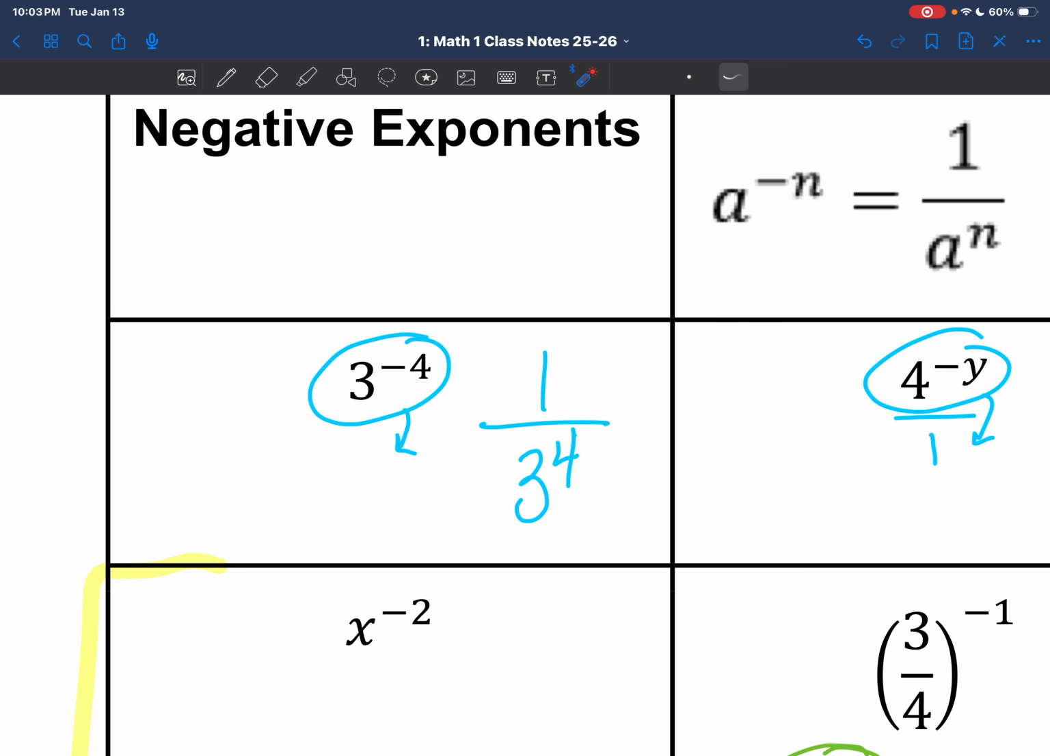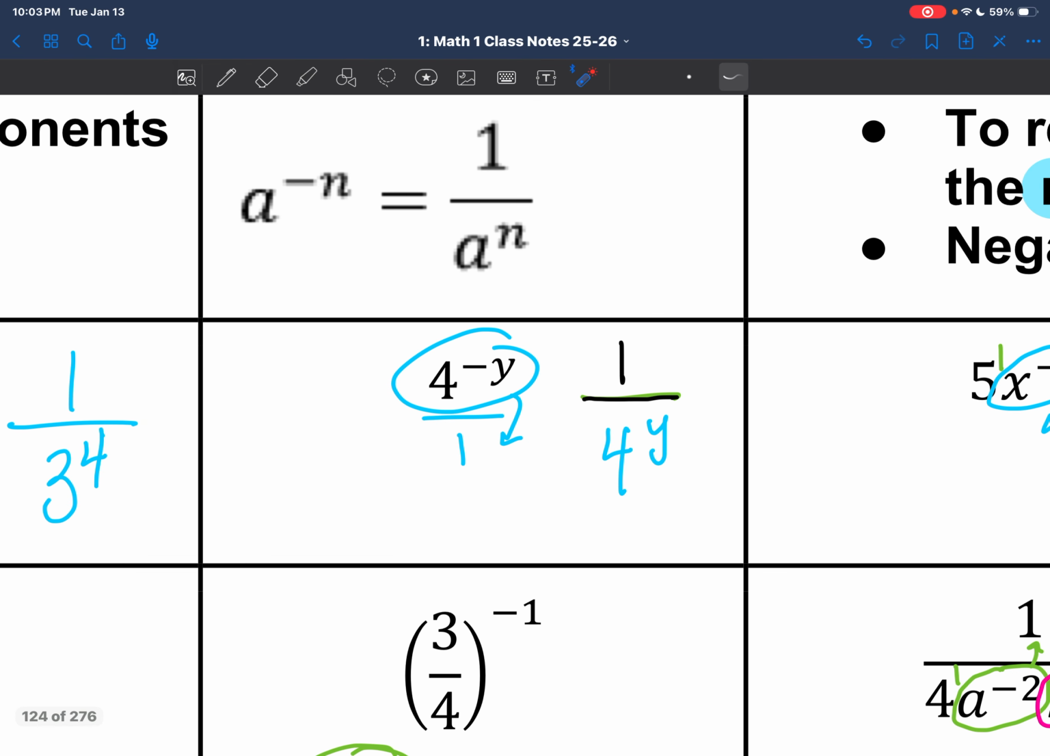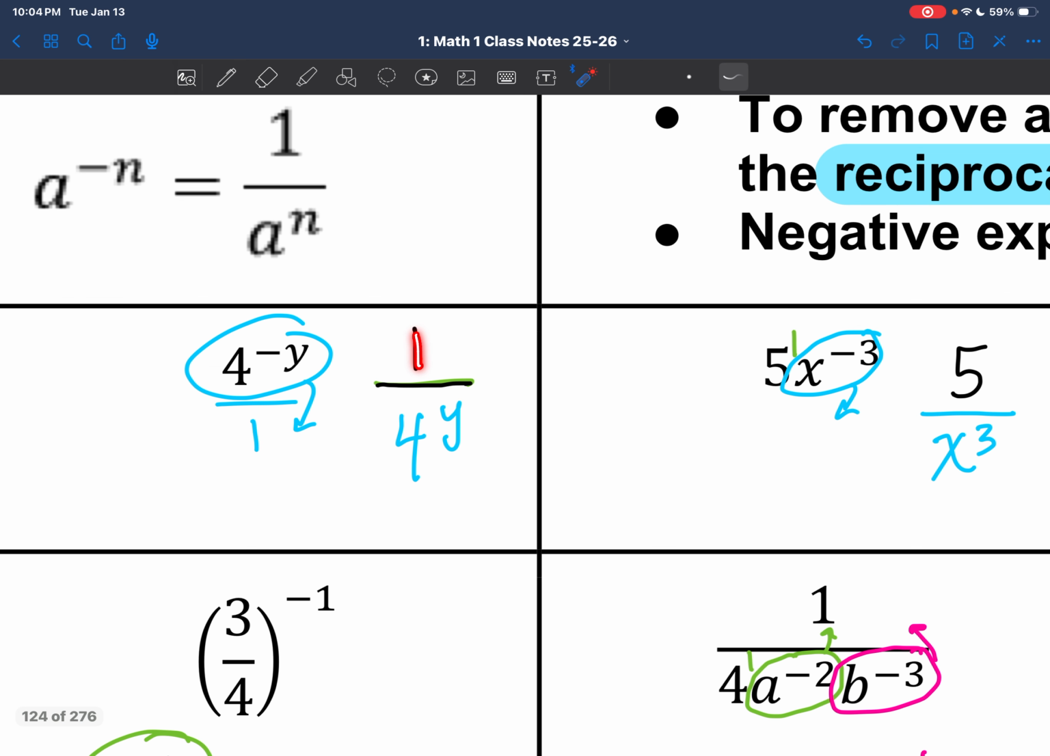So let's look here. Imagine this is over 1. I'm taking all this and moving it to the denominator. And when I move it to the denominator, instead of a -4, we now just have a +4. And remember, you're flipping it, so you need your placeholder here. Same thing here. If I have 4 to the negative y, this is your negative exponent. We're going to flip it to the denominator, and when you do that, it's a +y. And don't forget, it's over 1 because you're moving it.